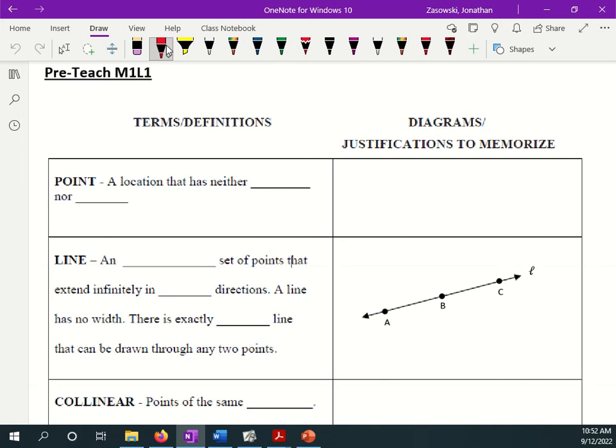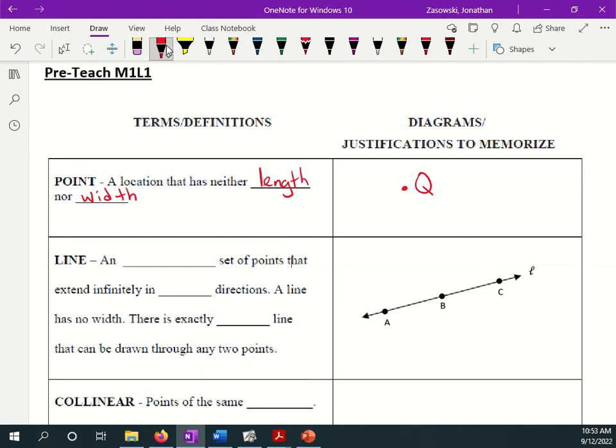So a location has neither length nor width. Okay, and we name the point using the letter that's located next to the little period symbol there. Okay, so we put a dot, put a letter, and that would be point Q. Okay, so far so good.